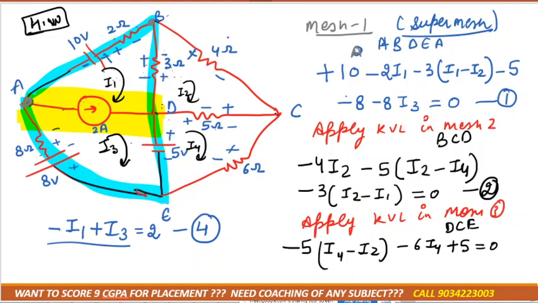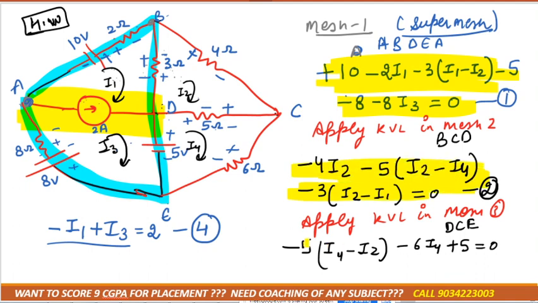Got it? Now you get four equations, and you have four variables. You can substitute these values in the calculator, then after solving it you will get the values for I1, I2, I3 and I4. Got it?